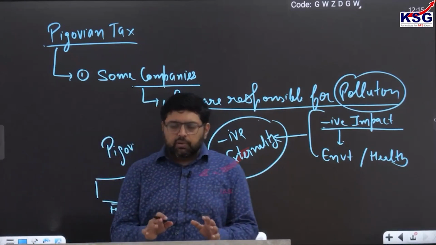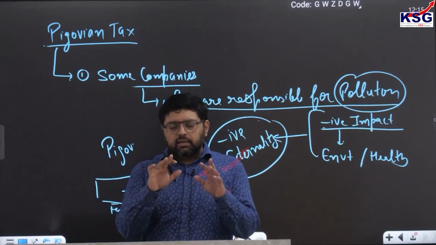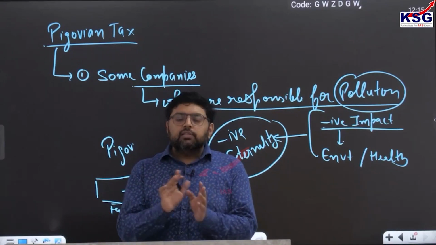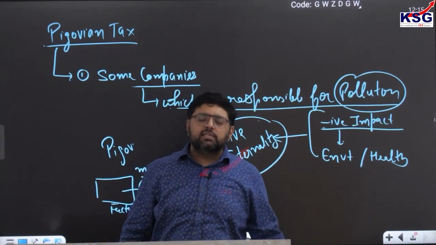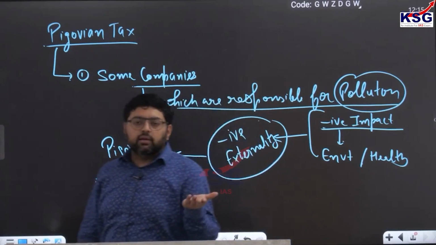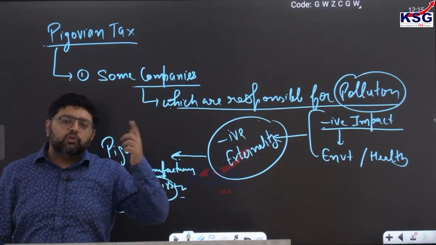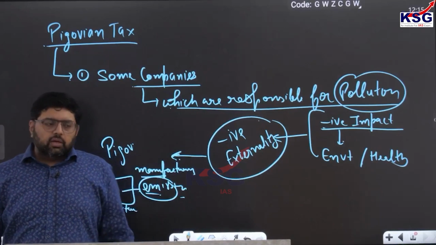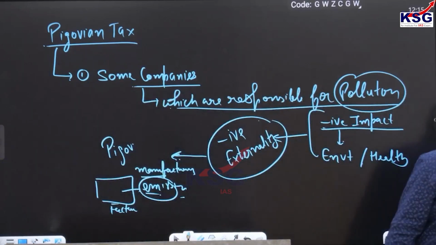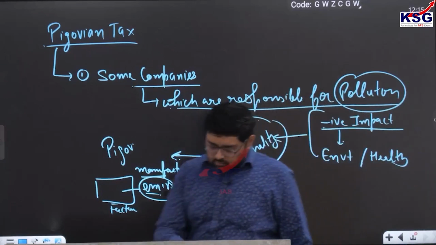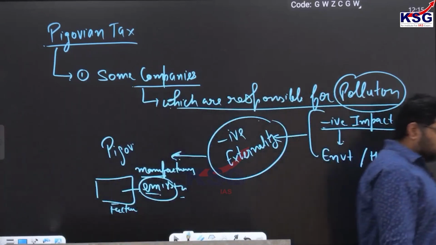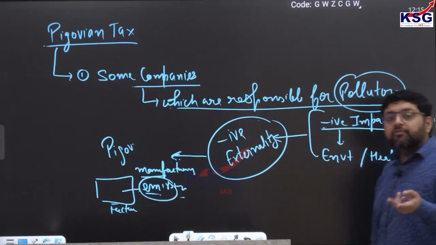Now just giving you an example, there can be a possibility that while making cigarettes in the factory there is no emission, but those who consume it, then only there is pollution. So ultimately for them a fine will be imposed. Clear?